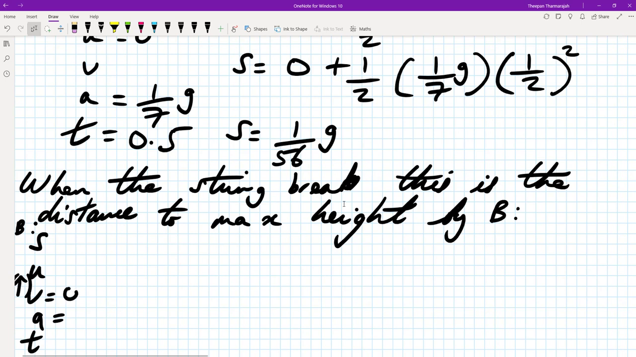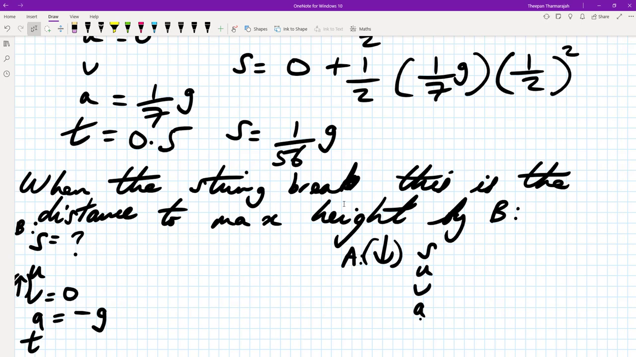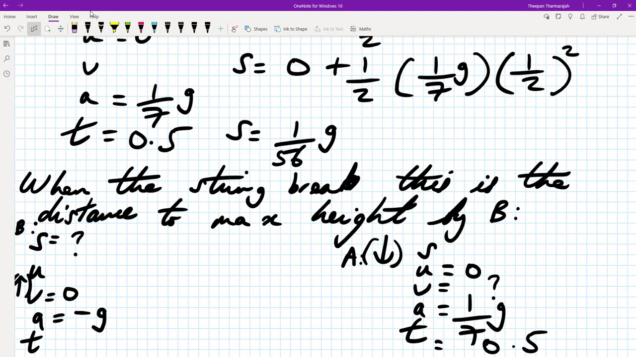We know that it goes to maximum height. It's travelling under gravity, so it's minus g. We're trying to work out the displacement, but we need to know what the final velocity of A is. So let's do that for A. Taking down as positive, let's do a SUVAT. Here we're going to work out the final velocity of A. So we know that the acceleration was 1/7 g. It starts from rest. We're trying to work out what this velocity was, and it took 0.5 seconds.